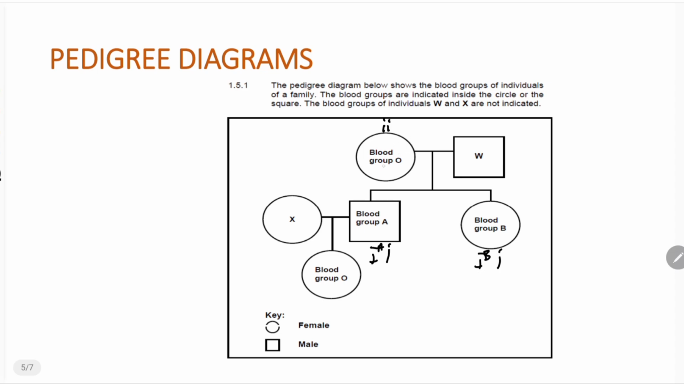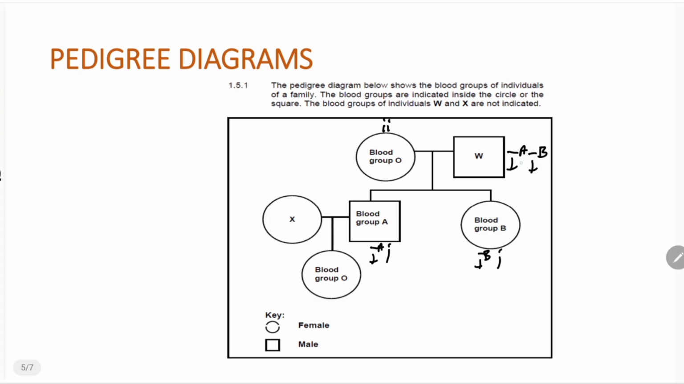Since this individual does not have the allele for blood group B, she only has the recessive allele for blood group O. Now, this person W here was able to contribute the dominant allele for blood group A here. He was also able to contribute the dominant allele for blood group B here, which tells me that individual W has got the dominant allele for blood group A, and he also has the dominant allele for blood group B. Therefore, the genotype for individual W must be I capital letter A, I capital letter B. So therefore, individual W must have blood group AB.